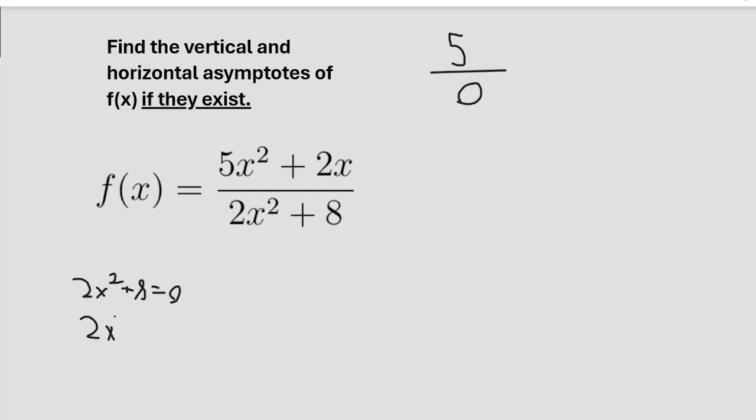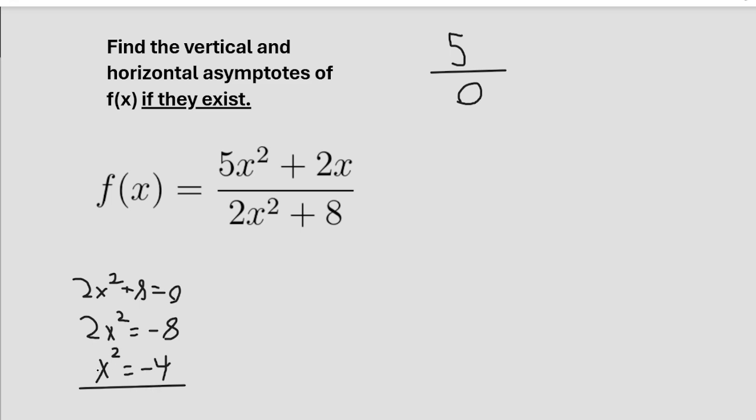We subtract 8 from both sides, which gives us 2x squared is equal to negative 8. We divide by 2 on both sides, pretty simple. That gives us x squared is equal to negative 4. Now, without delving into the realm of imaginary numbers, this doesn't have any solutions.